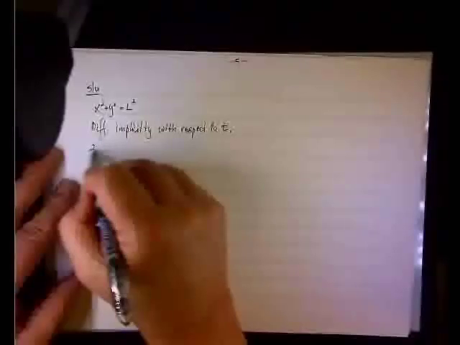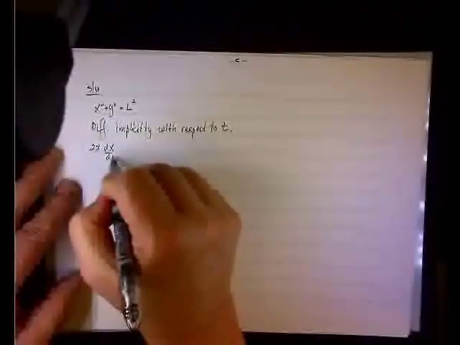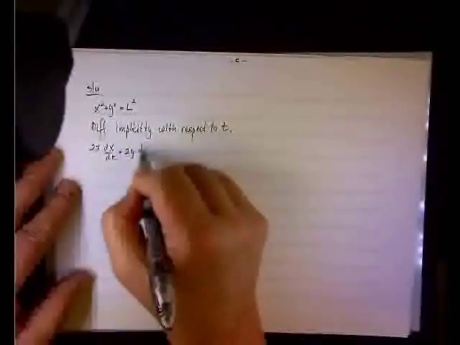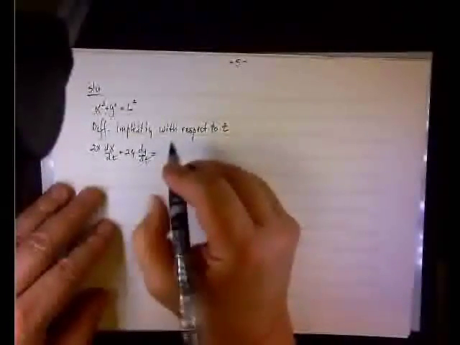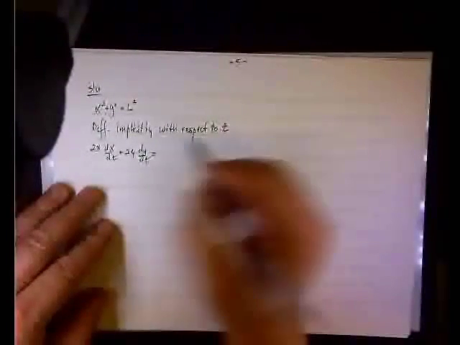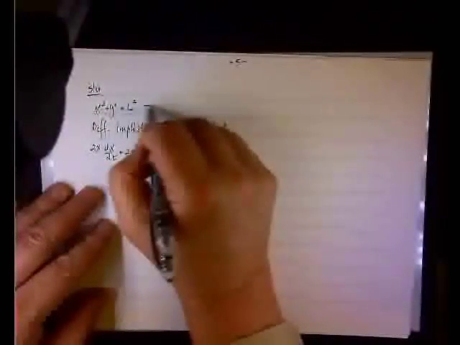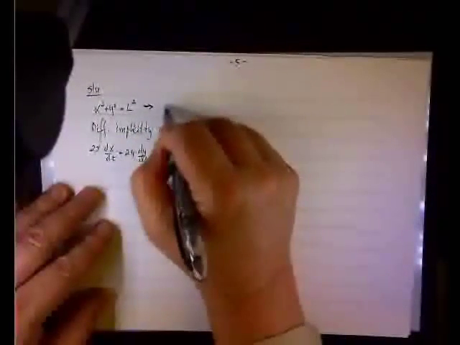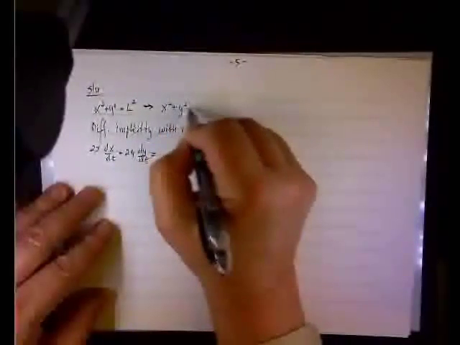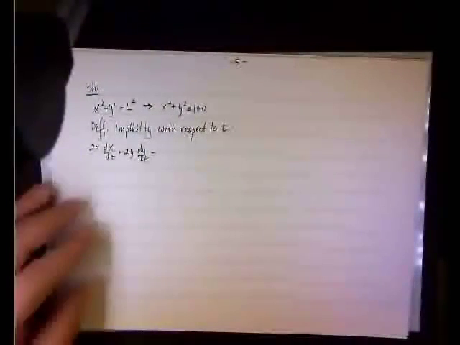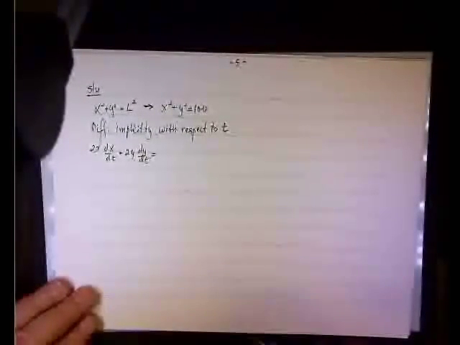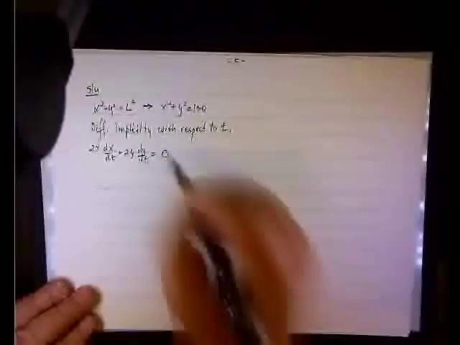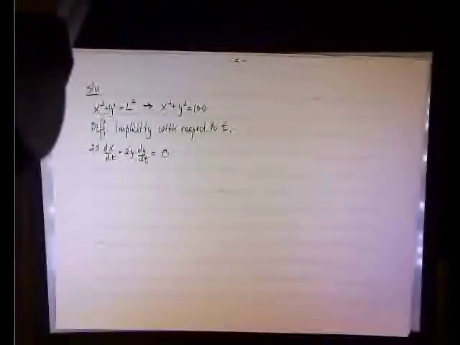So we have 2x dx dt plus 2y dy dt equals dL dt, but dL dt is simply 0. Right? Actually, this can be written as x squared plus y squared equals 100. But the derivative of 100 is 0. Right? Derivative of a constant.